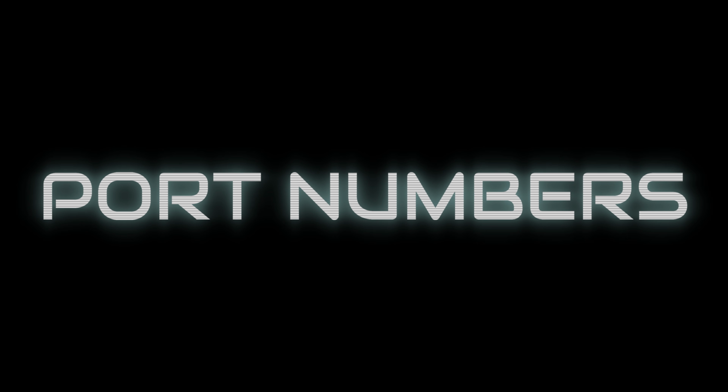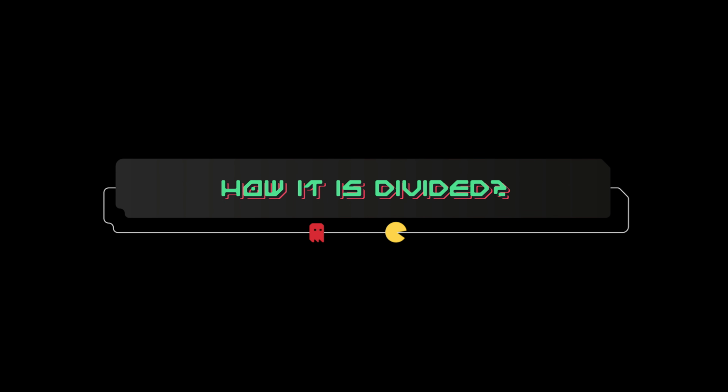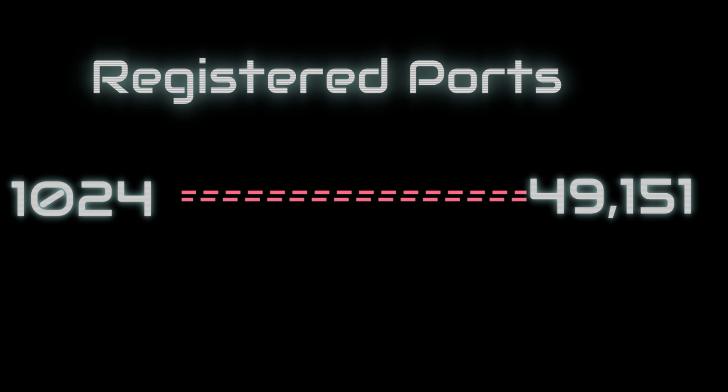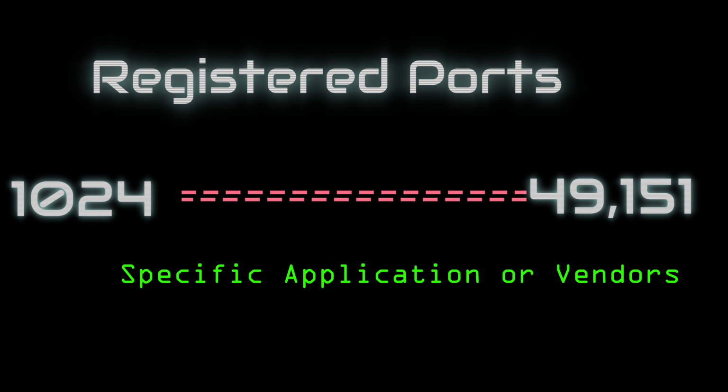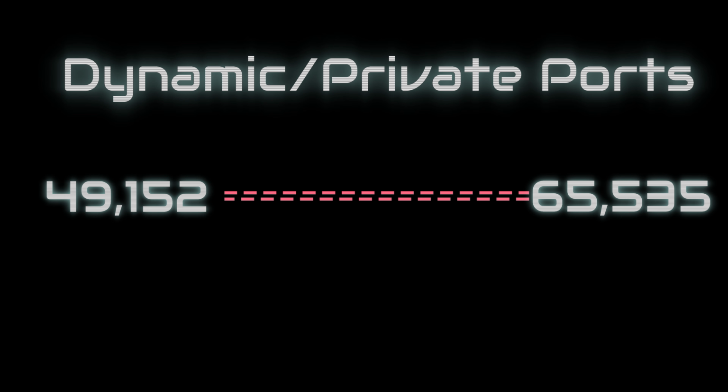Now that we understand port numbers, let's look at the different types and how they are divided. Port numbers range from 0 to 65,535 and are divided into three categories. Well-known ports range from 0 to 1023 and are reserved for common network services. Registered ports range from 1024 to 49151 and are assigned to specific applications or vendors. Dynamic or private ports range from 49152 to 65,535 and are typically used temporarily by client applications.